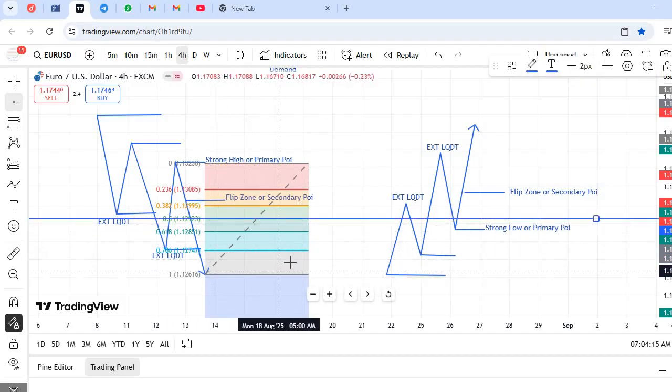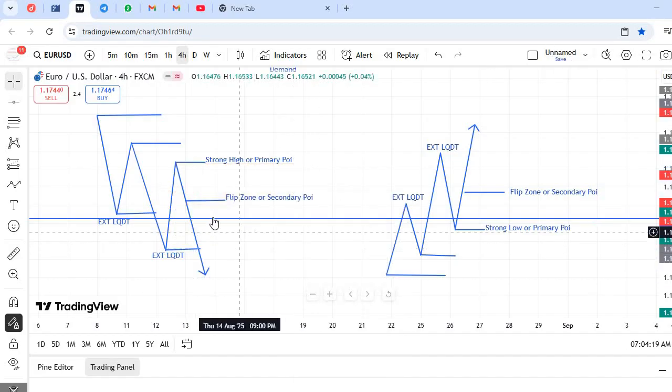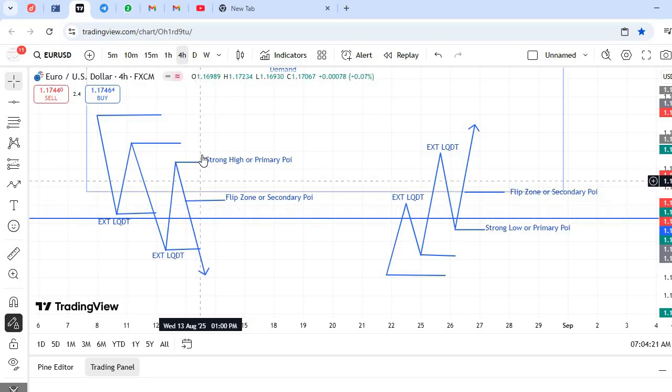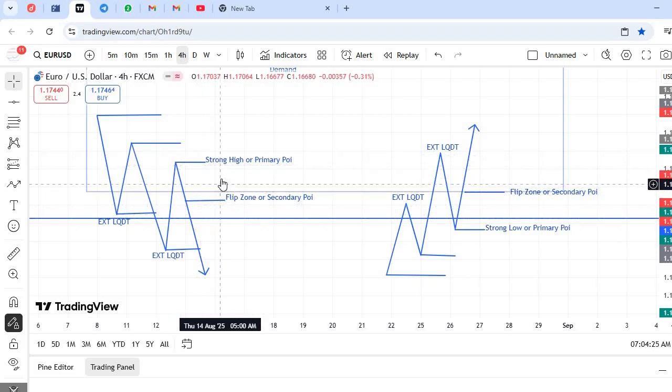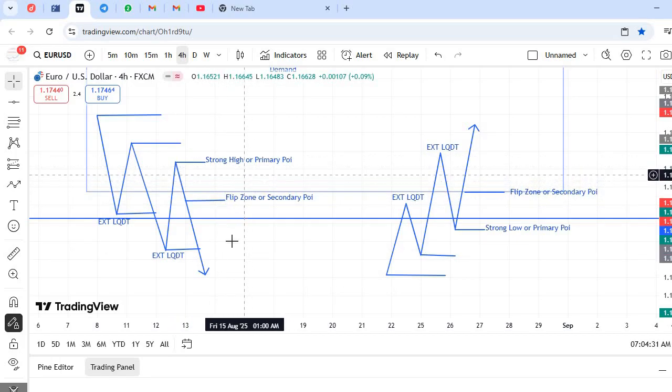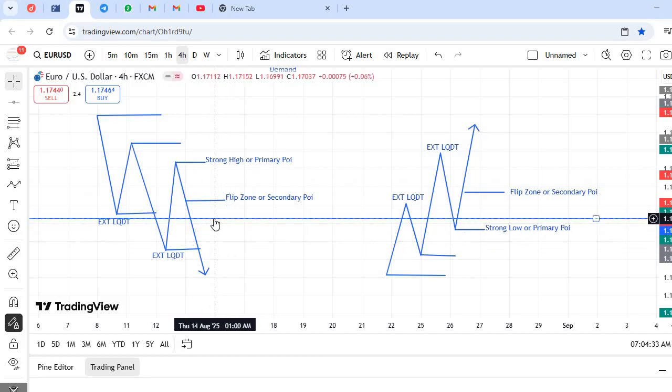Let me remove the Fibonacci, at least I've placed it. So this is 50% from here. Now this place is discount. So yes, you want to sell from here. You want to sell from discount. You don't want to sell anything at 50% and above.